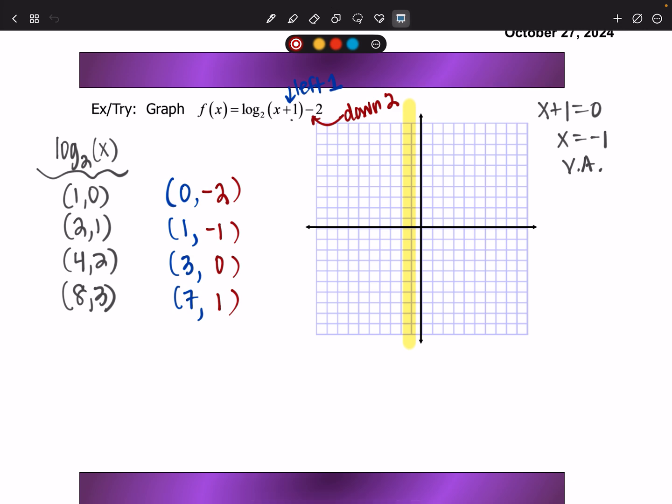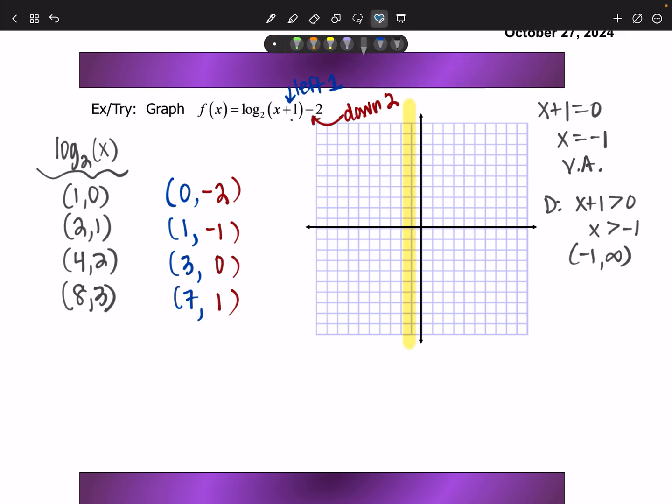Then we have our domain. Let me show you the domain. The domain is x plus 1 is greater than 0. X is greater than -1. So that would be -1 to infinity, without including -1.